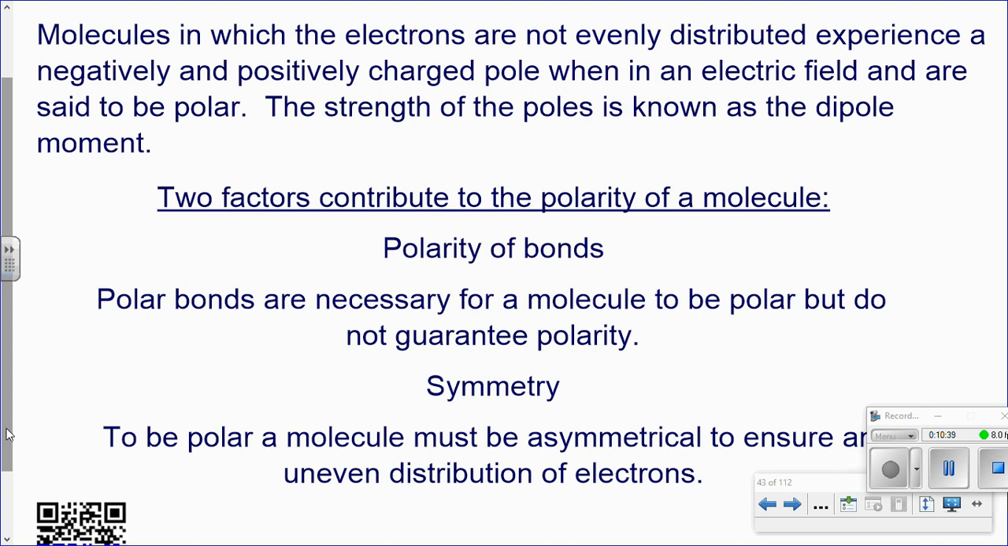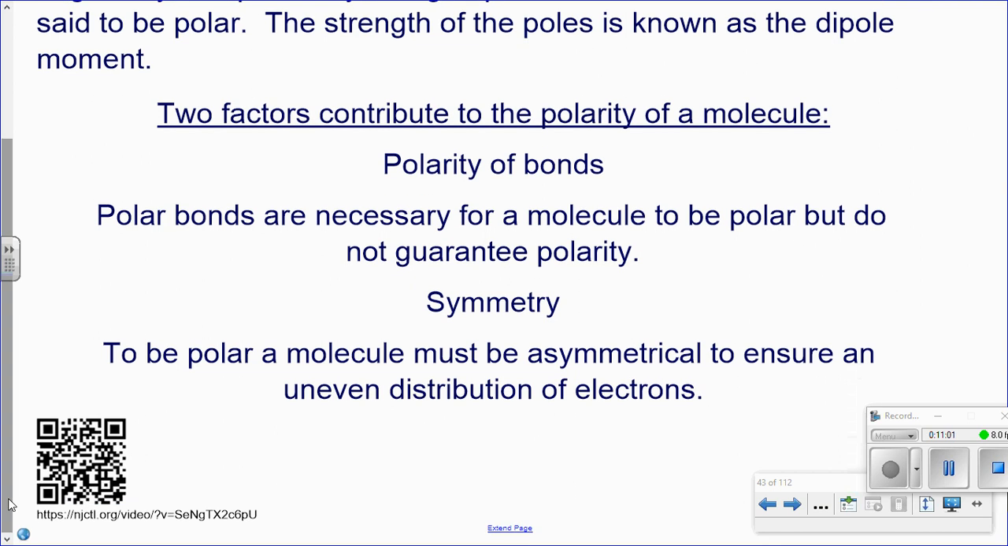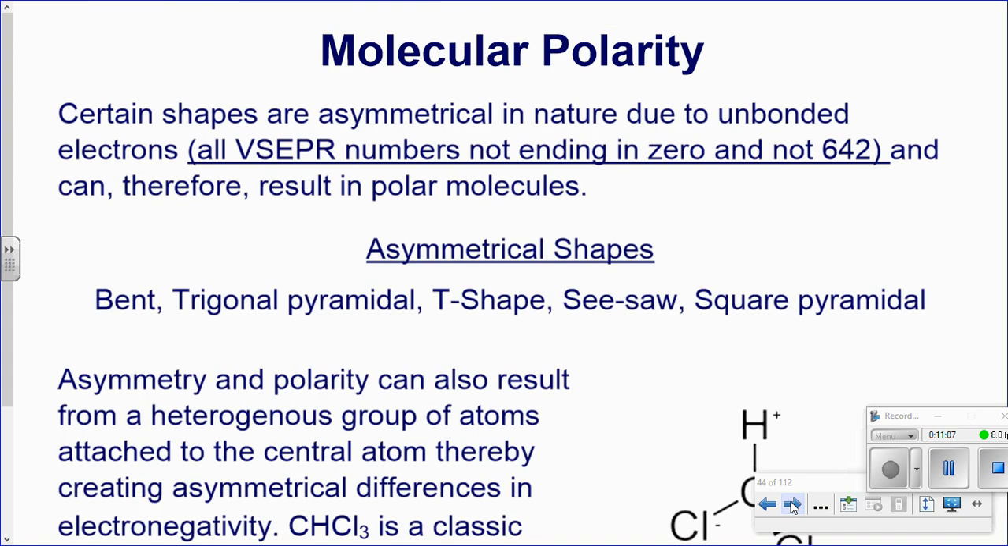So check out this slide. When we determine whether something is polar or not, first of all, we have to look at the bonds. Then we have to look at how the bonds are arranged, and that has to do with what's called symmetry. Can you split it down the middle? Is it bisectable? The bottom line is, to be a polar molecule, you must be asymmetrical to ensure unequal distribution of electrons. Again, we'll talk more about that in class as we move through here.